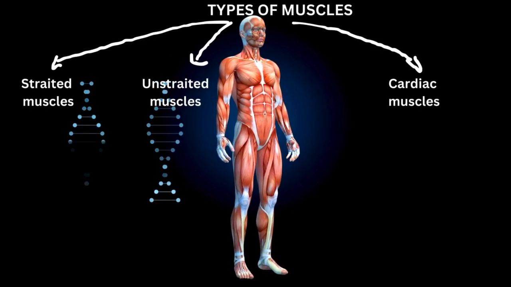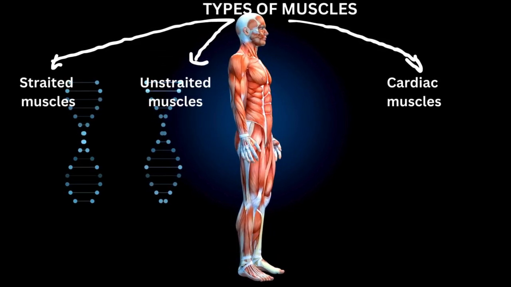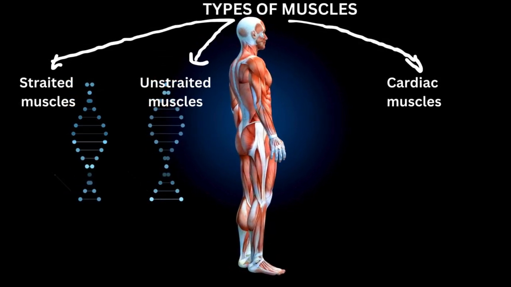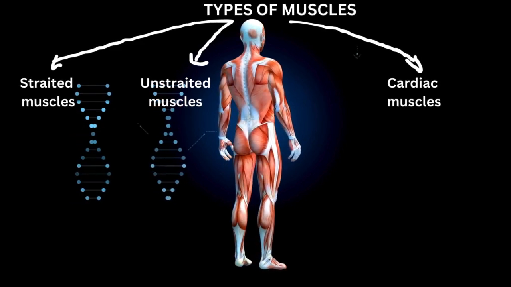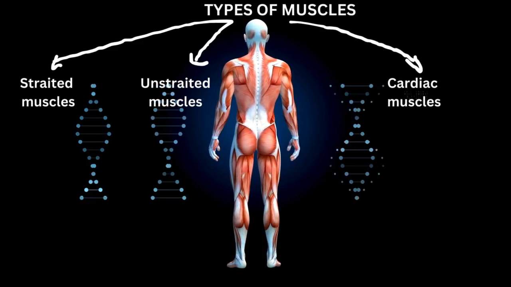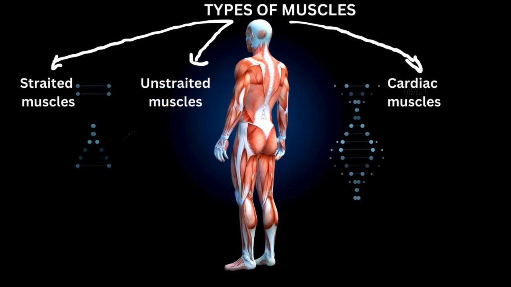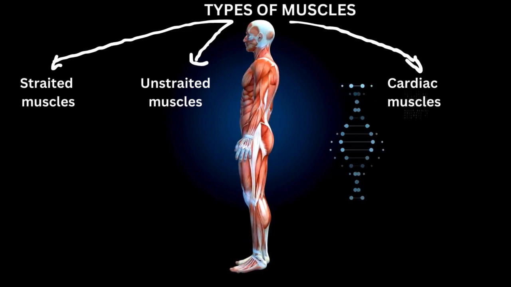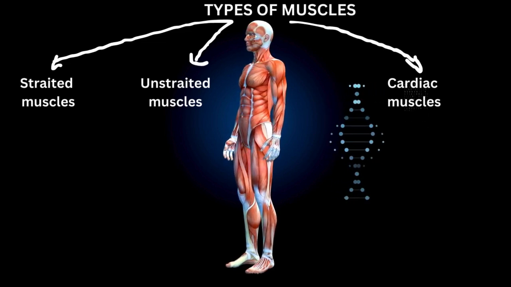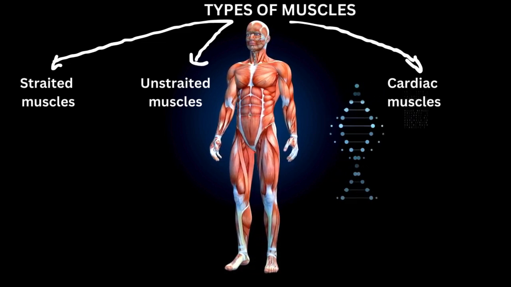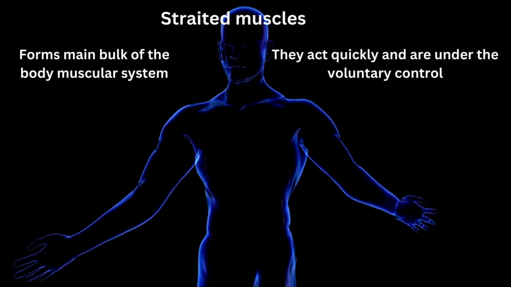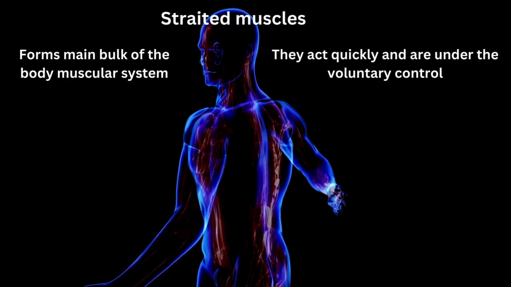In vertebrates, muscles are divided into three different types. They are striated muscles, unstriated muscles, and the cardiac muscles. These are all dependent on voluntary action or involuntary action. You should know the difference between voluntary action and involuntary action. Now in detail, let's talk about striated muscles and all types of muscles.